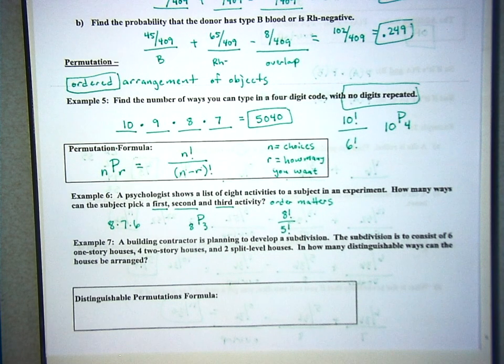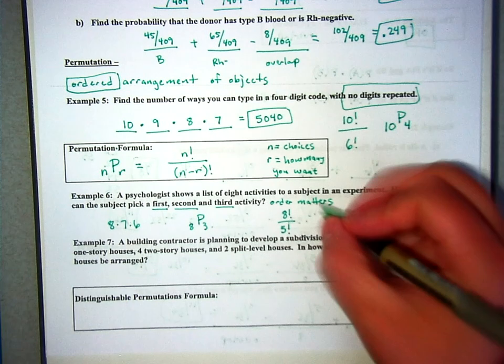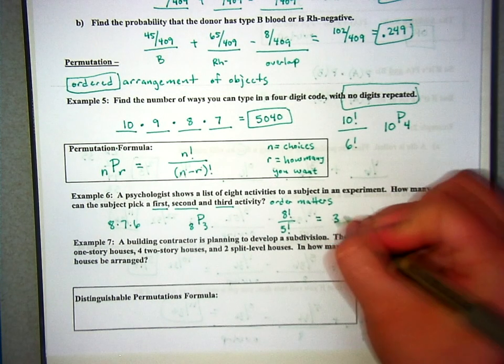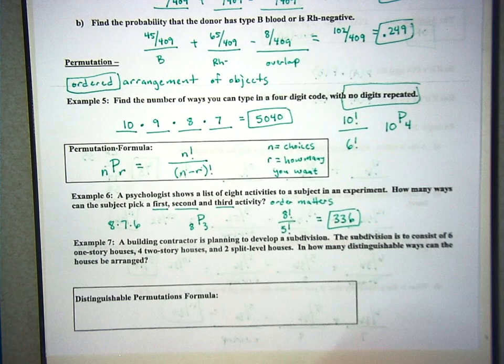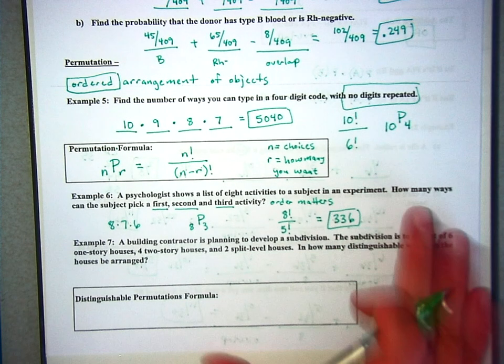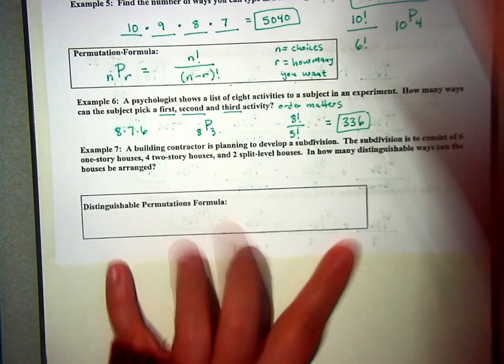Okay. A building contractor, oh, what did you guys get? 336. Anybody else? A building contractor is planning to develop a subdivision. The subdivision is to consist of 6 one-story houses, 4 two-story houses, and 2 split-level houses.